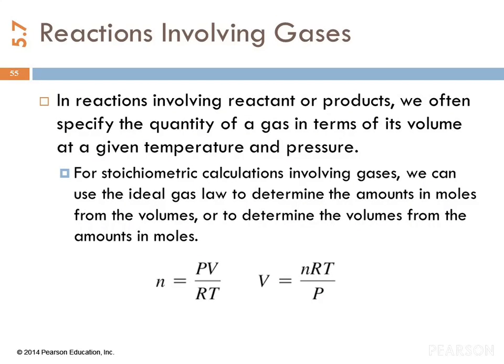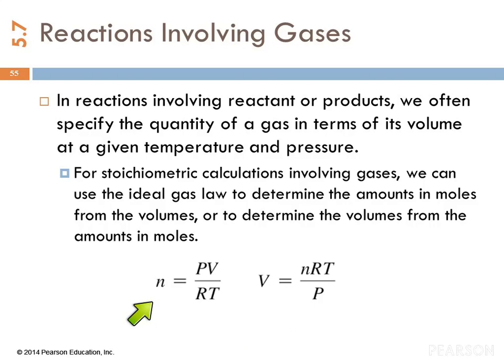The reactions involving gases. So here we're going to bring stoichiometry and gases together. If we have gaseous reactants or products, we often specify the quantity of the gas in terms of its volume at a specific temperature and pressure. And so we can use the ideal gas law to find out the number of moles or to find the volume of a certain number of moles of gas.